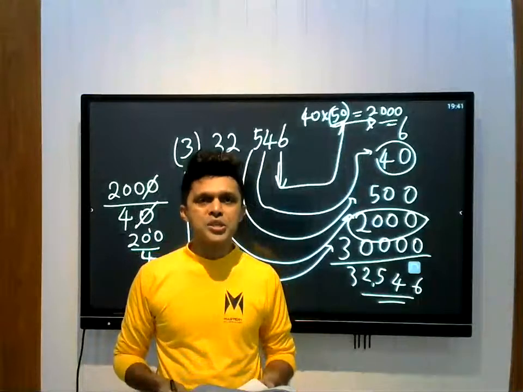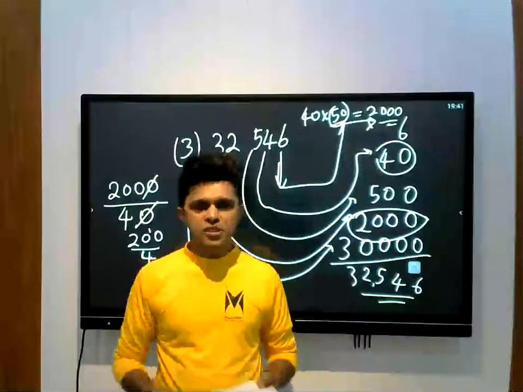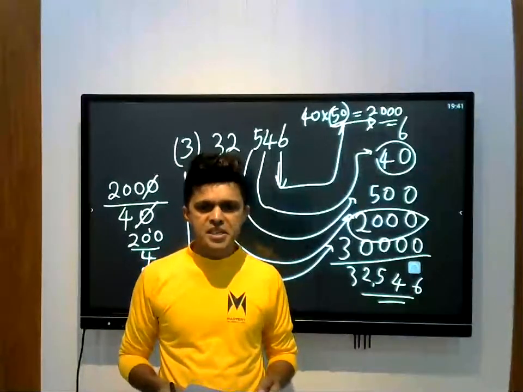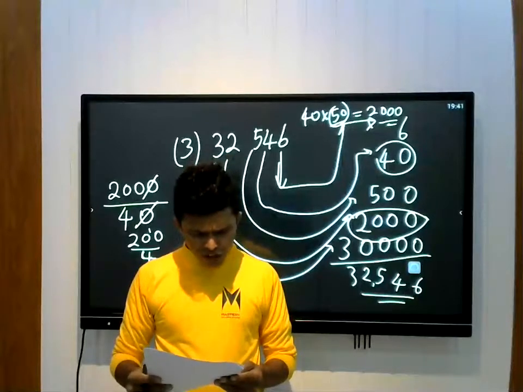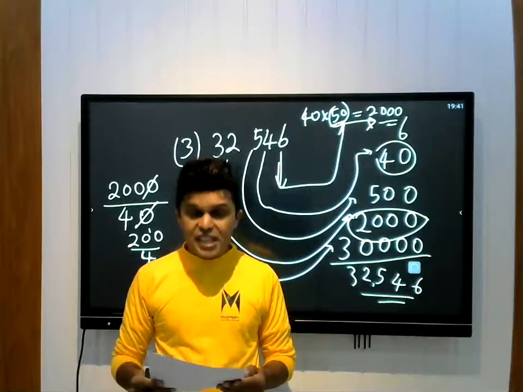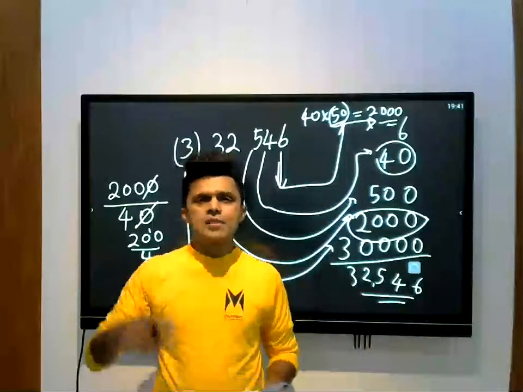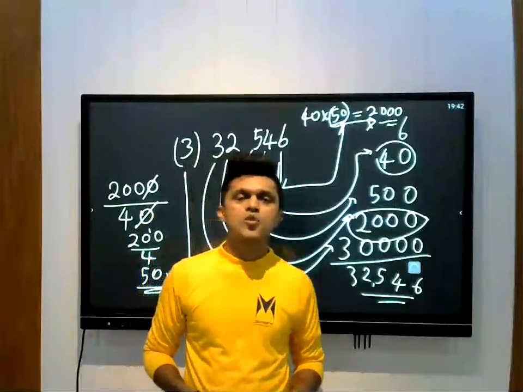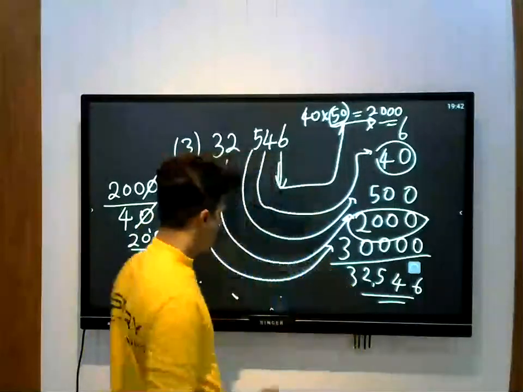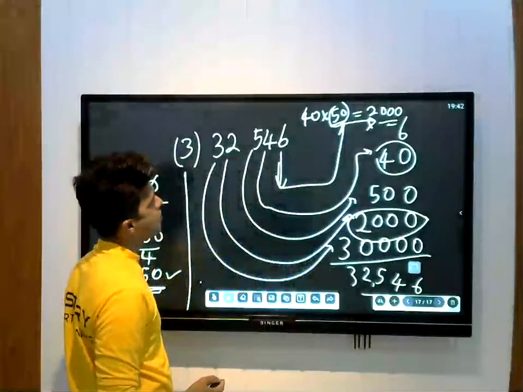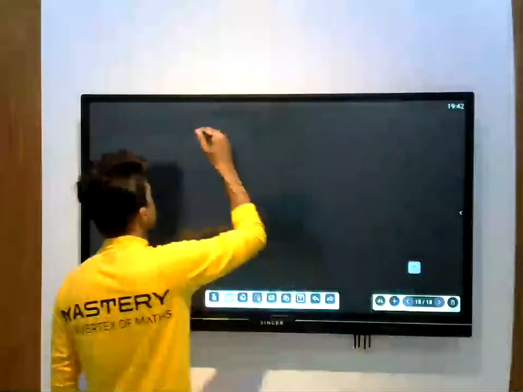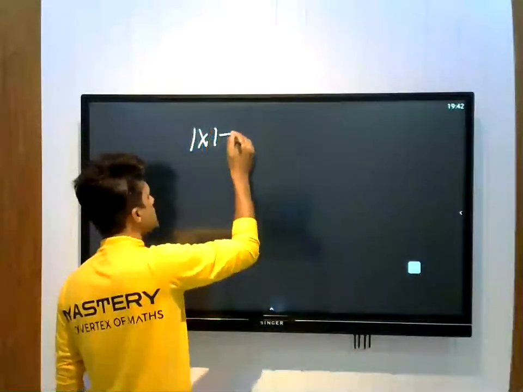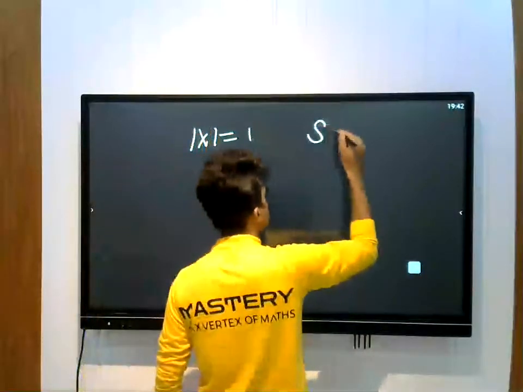Let's do the fourth question. How can we do the fourth question? In the fourth question, write the sixth square number. First, you need to get an idea about square numbers.